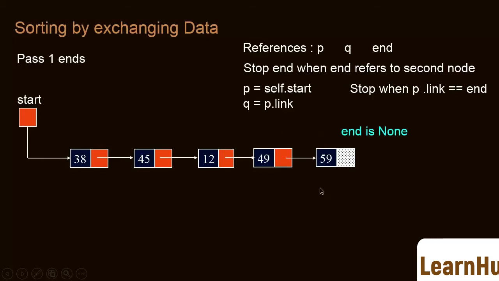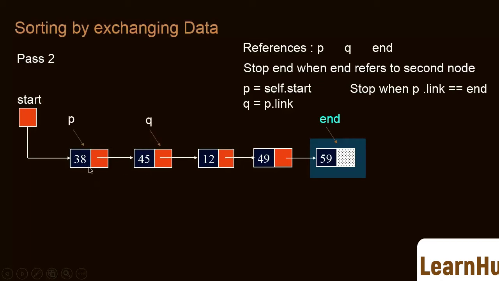And we can see that at the end of pass 1, this much portion has become sorted. Now pass 2 starts, and in pass 2, end will refer to this node where P had stopped in pass 1. Now we initialize P with start and Q with P-link.